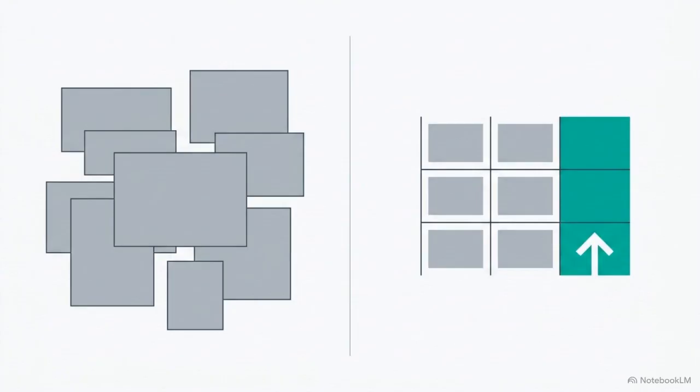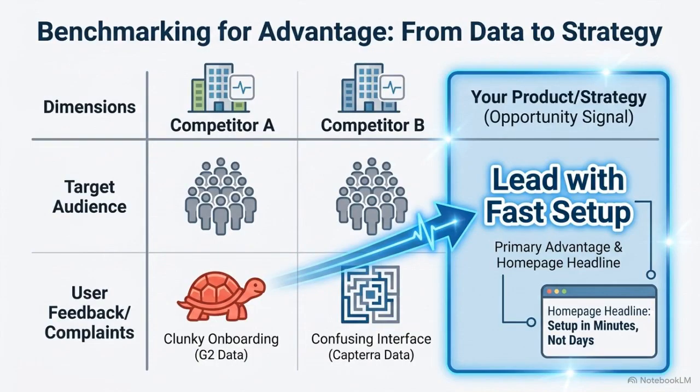To make this data useful, you need to move it out of your head and into a structured benchmarking table. When we plot competitor A and competitor B, we see both broadly target teams of all sizes. Expanding a customer complaints row reveals gaps. Competitor A users hate the clunky setup, while B's find the interface confusing.